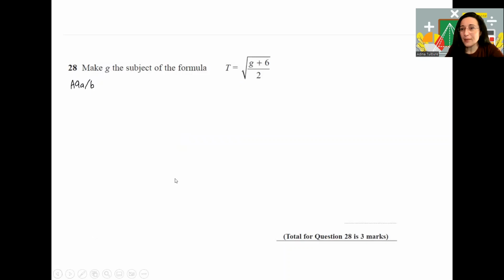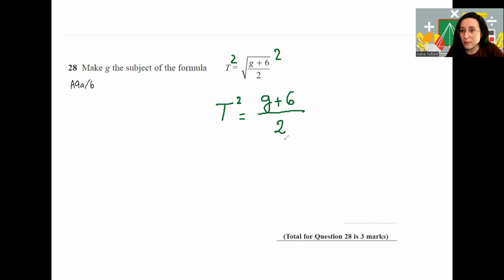Now, reversing the square root means you raise to the power of 2, or you square the number, you square it back. You square root it, now you square it back. So what you're going to do, first, you square them both back, and you end up with t squared equals g plus 6 over 2.